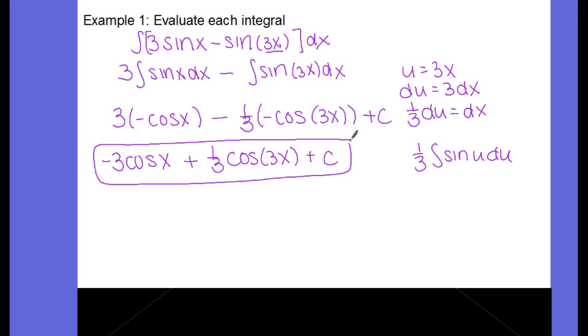Okay, example 2 changes our wording a little bit. So again, these words are evaluate each integral. These are indefinite because they have no bounds. They get the c's and the constants.